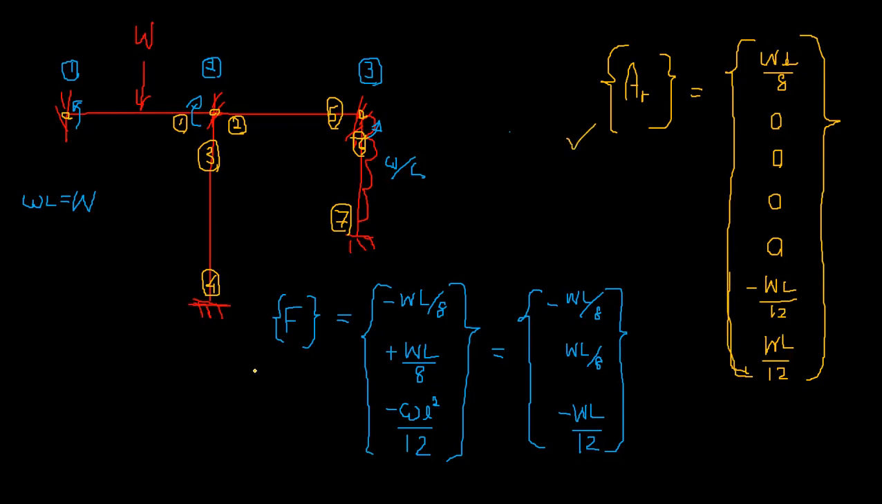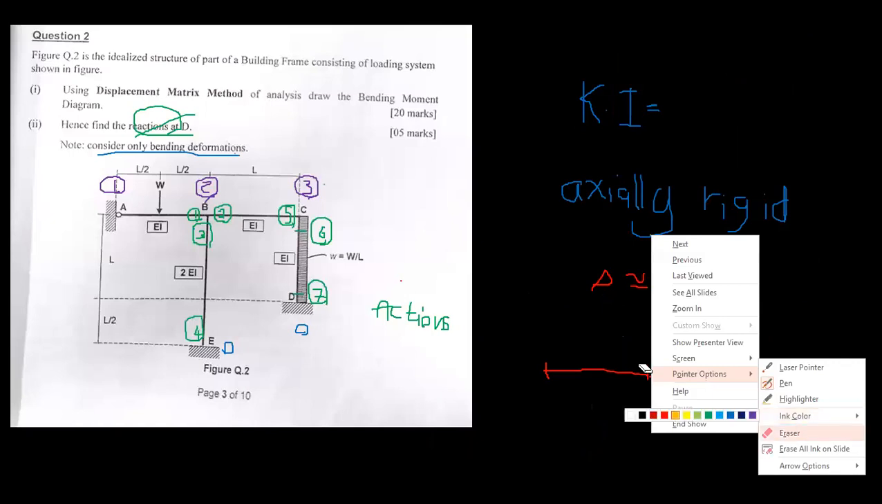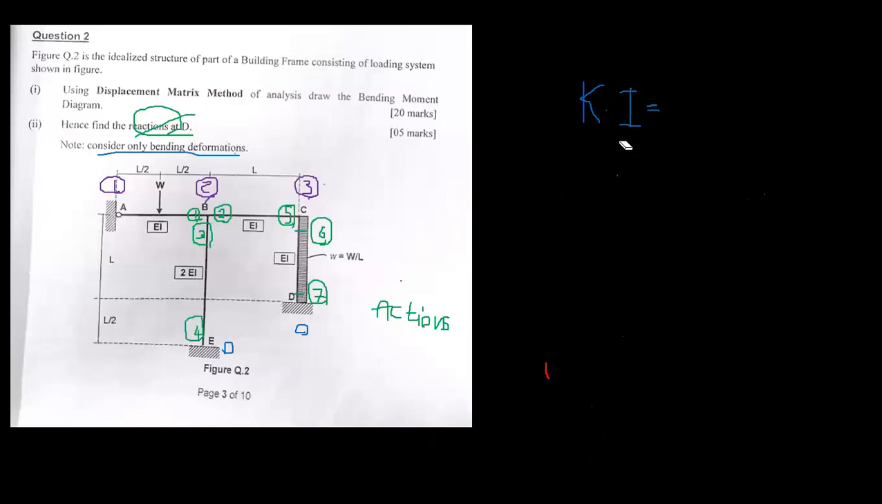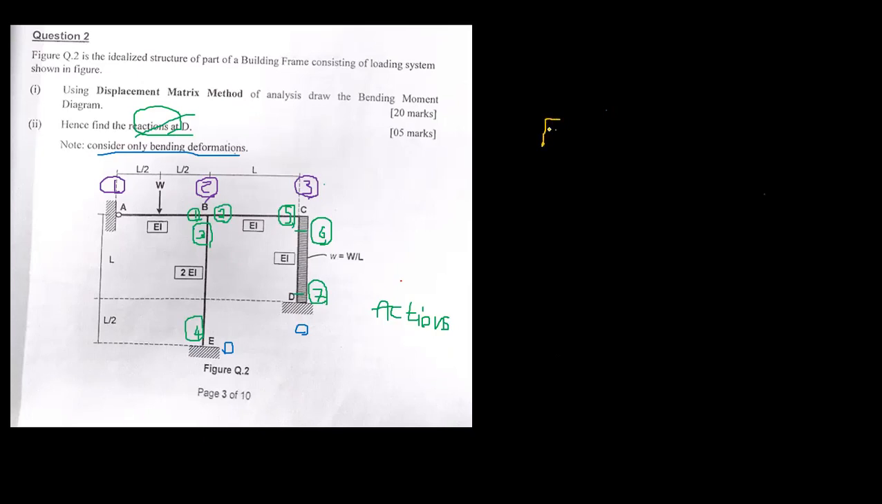So this is done and this is done, right? So our force displacement method equation is actually what? Force is equal to stiffness into displacement, right? Equals to 0, right? Because the joints are in equilibrium, that's why you got 0 here.